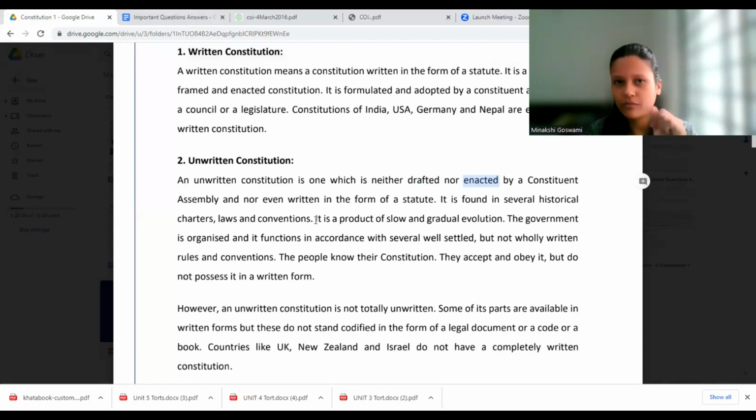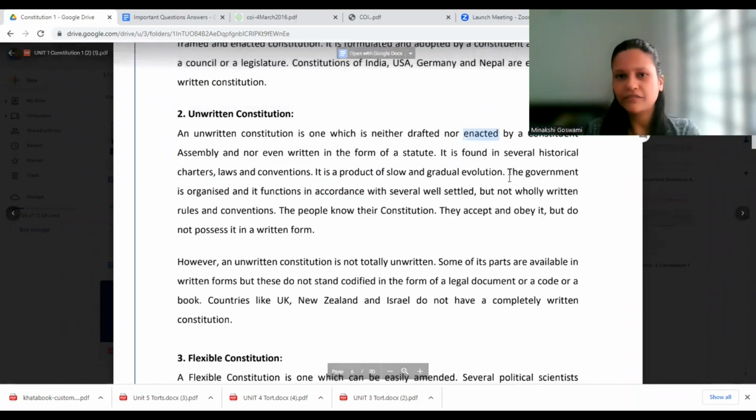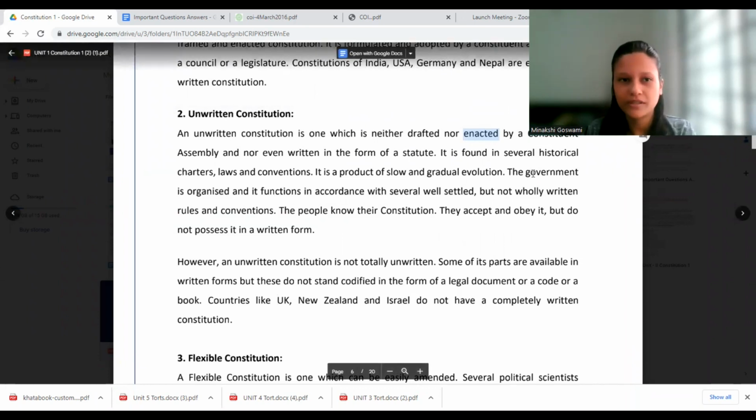There are multiple documents wherein certain provisions are mentioned, and all of those taken together is considered as constitution. They know what all things are applicable, but it's not there in the form of one single document. It's segregated in multiple things. It is a product of slow and gradual evolution, as time passes, as people realize certain things, those are added. Again, they realize something that is added. Like that, it has gradually evolved, and it's not in the form of one single document.